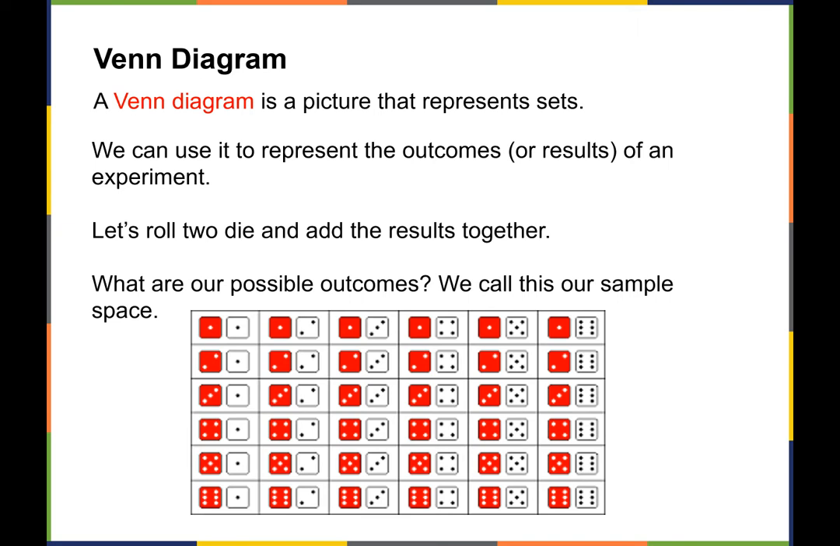Here's our sample space, right? We could have a 1 and a 1. We could have a 1 and a 2, a 1 and a 3, a 1 and a 4. So these are all the possible outcomes. And if we started writing our sample space, we could write it as a set S.